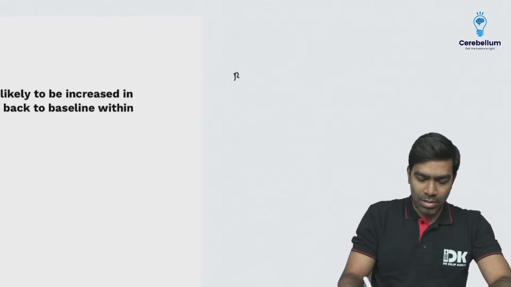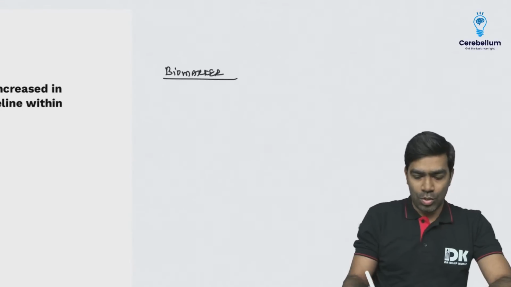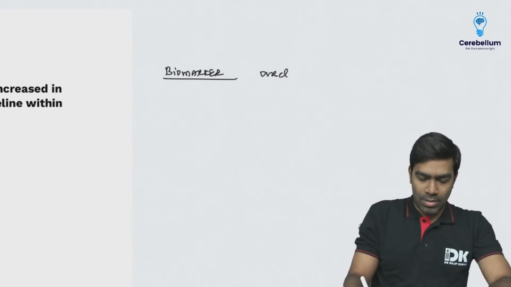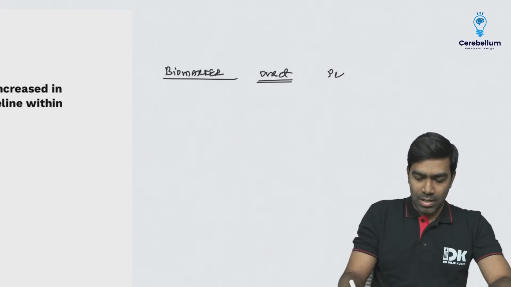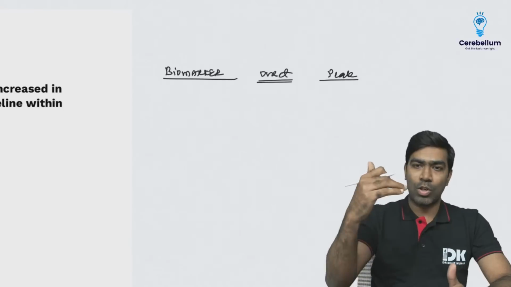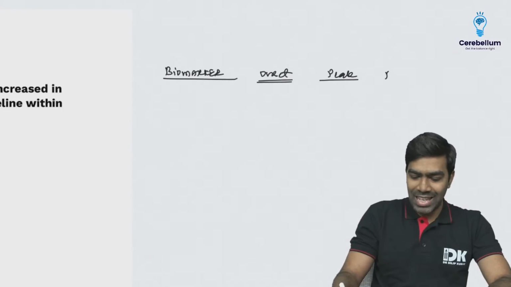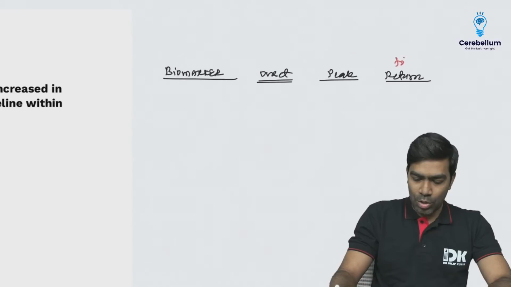Nevertheless, let us see some important data with regards to the cardiac markers. Let me write a small table. I'm writing the biomarker, and then the onset of initial rise, then the time where the serum levels are going to peak, and when they return back to baseline.